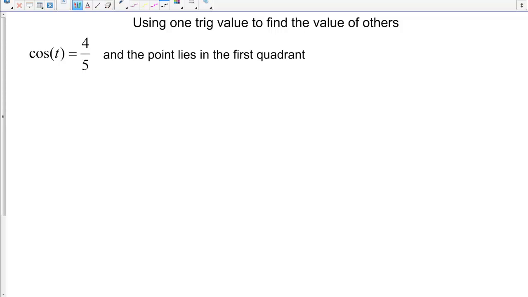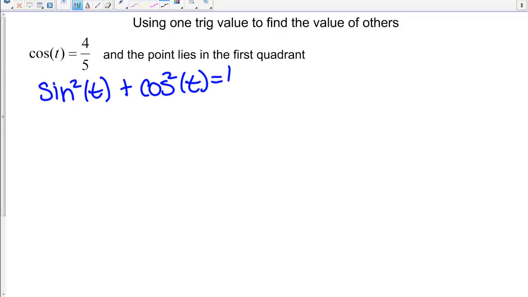So using our properties of trig functions and our identities, we want to use our one trig value to find the values of the others. So we have cosine of t equals 4/5. Well, we know one of the Pythagorean identities says that sine squared of t plus cosine squared of t equals 1.